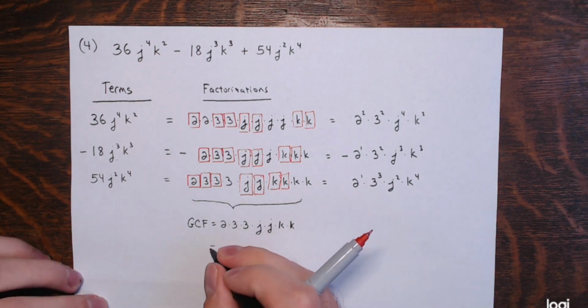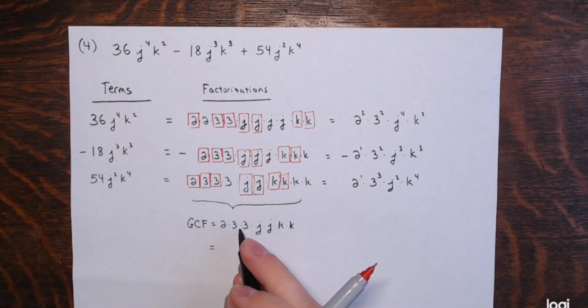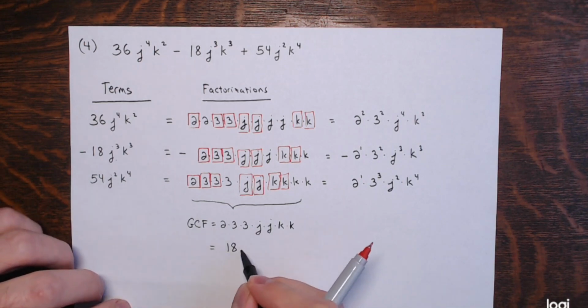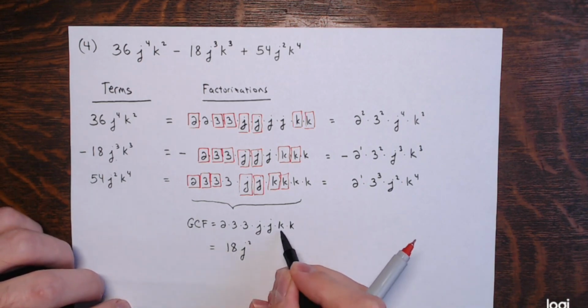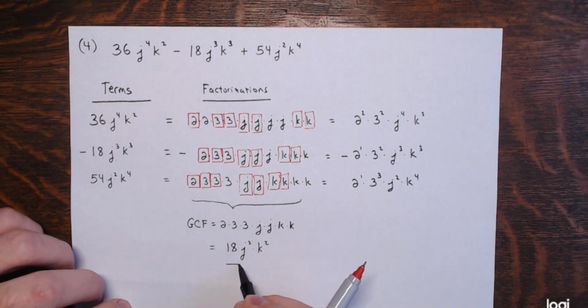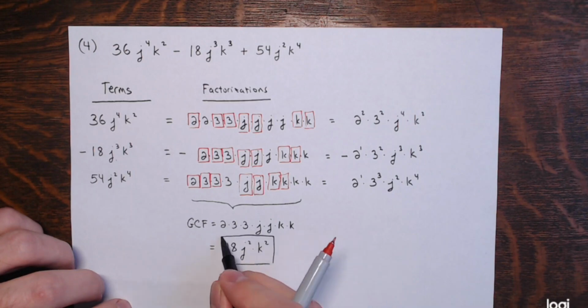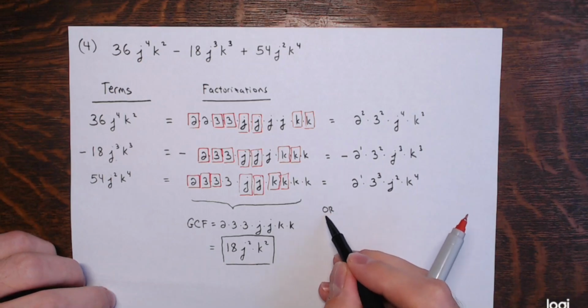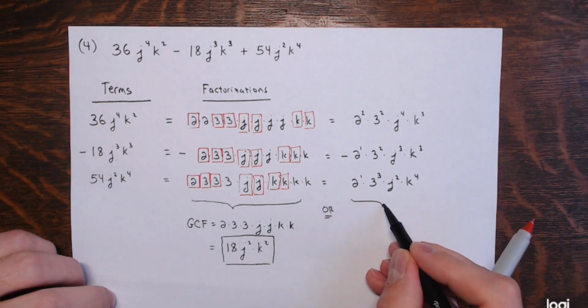All right, and then putting this all together, 2 times 3 times 3 is 18. And then j times j can be written as j squared. k times k can be written as k squared. So there's the greatest common factor, right, for these 3 terms, 18 j squared k squared. Right, or, again, you could have done it this way. This is probably a little faster.